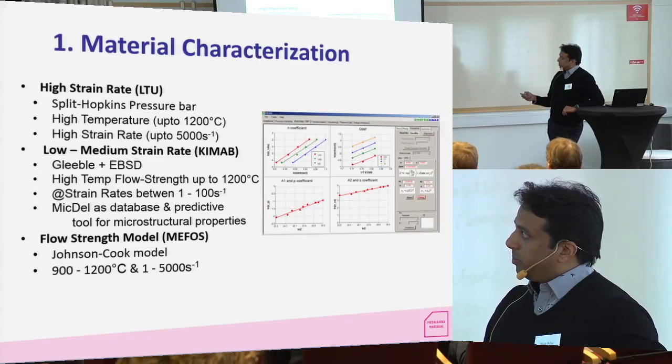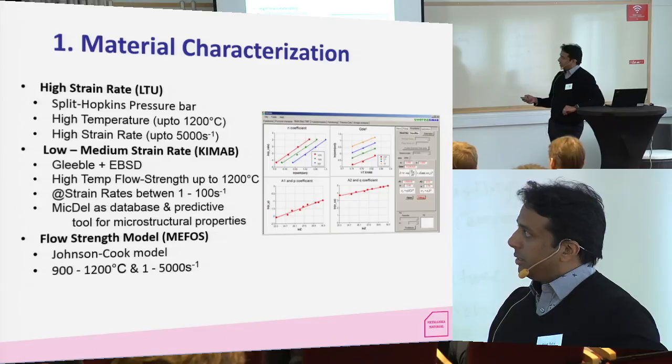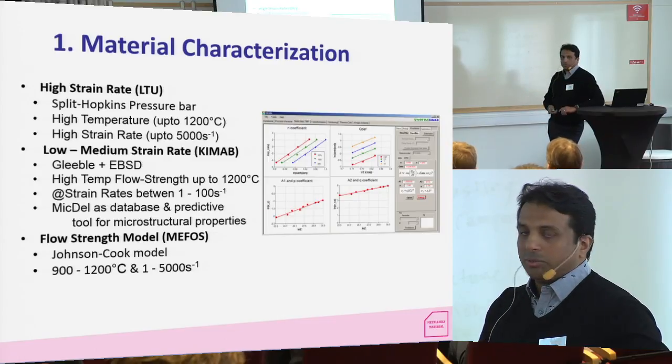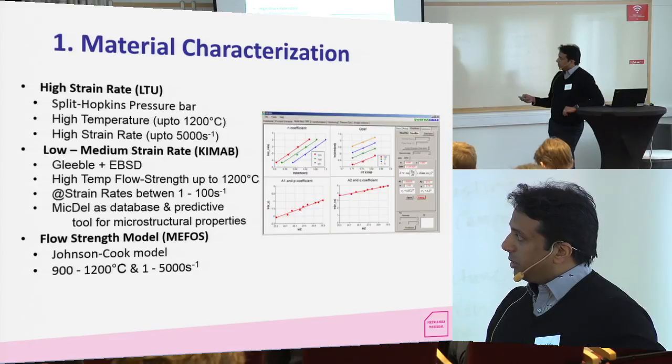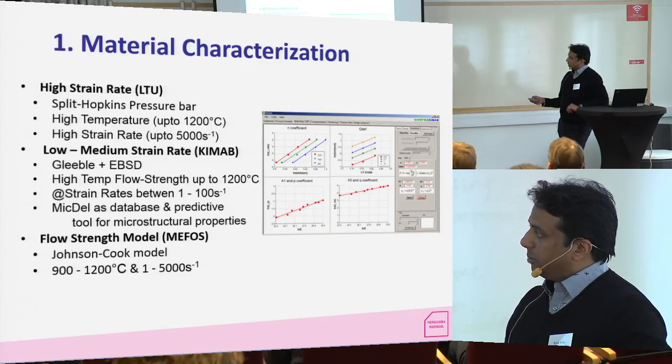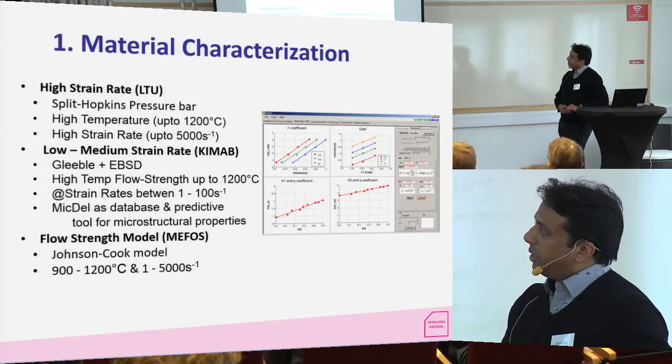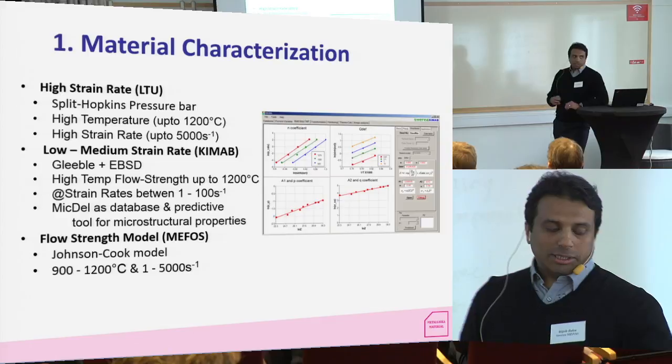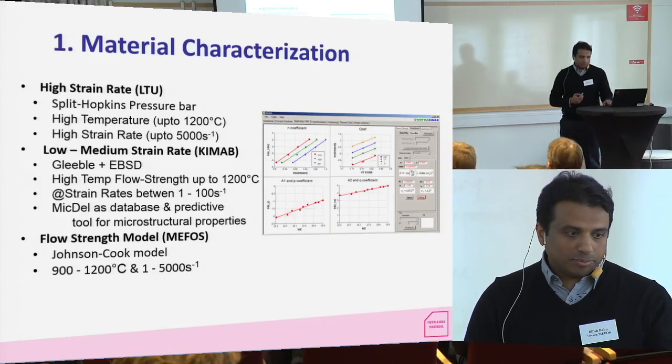Migdal is one software tool that is being developed at Swerim, and that is being used in the project, and it has been provided to all the project partners. It is being used as a database to store all the results from testing, as well as a predictive tool for microstructure properties. Here you can see a snapshot of the tool. After this, for modeling purposes, we calibrated the Johnson-Cook model between 900 to 1200 degrees Celsius for all the strain rates. And this model has been used in the process modeling.